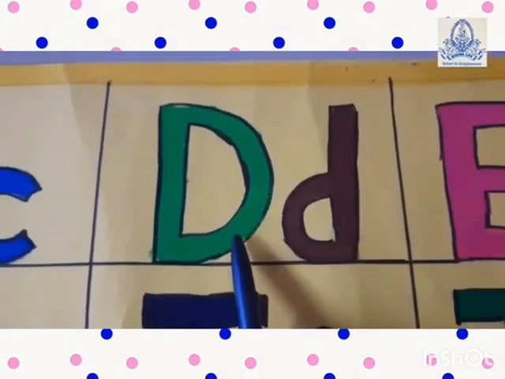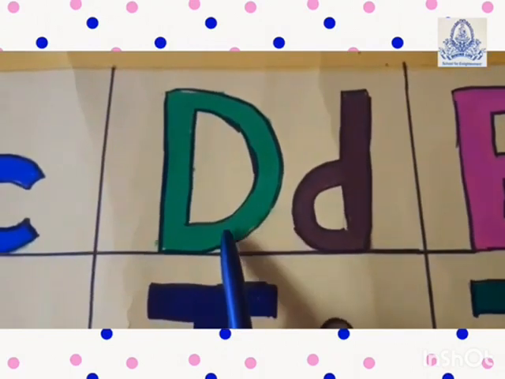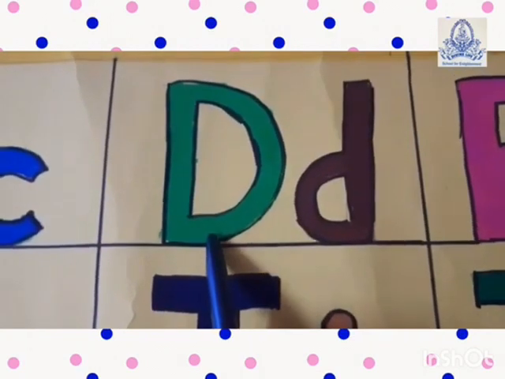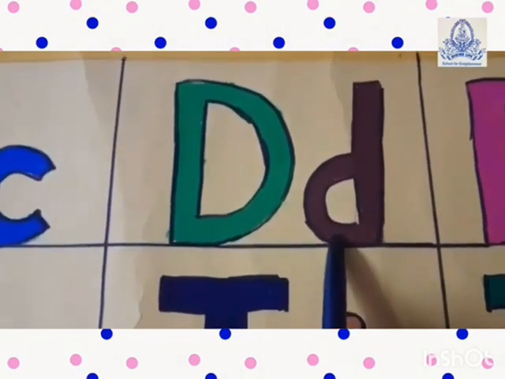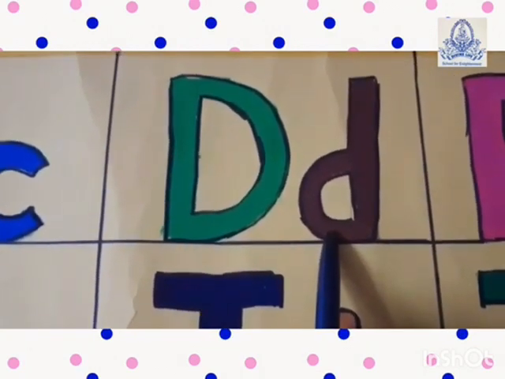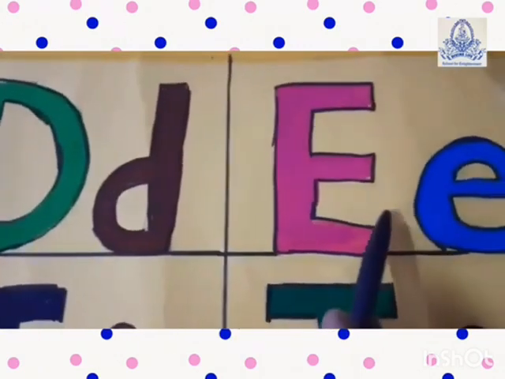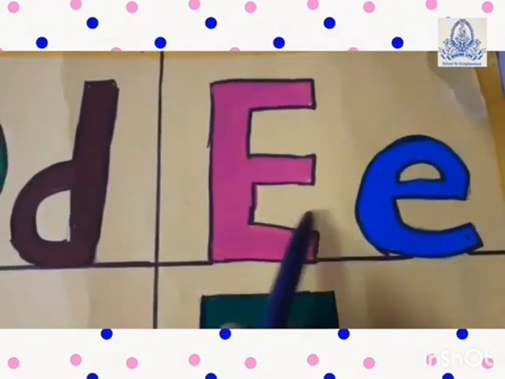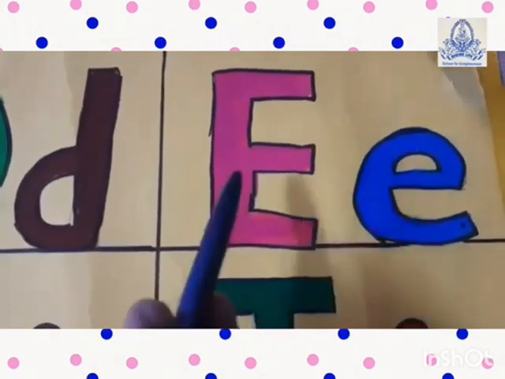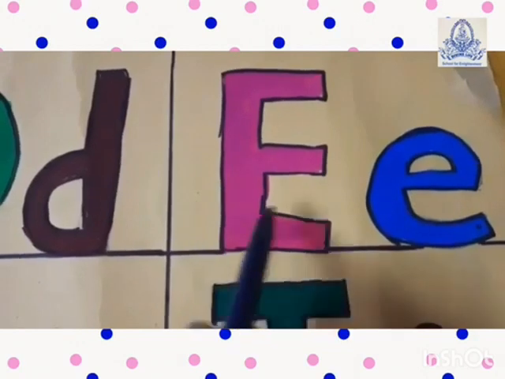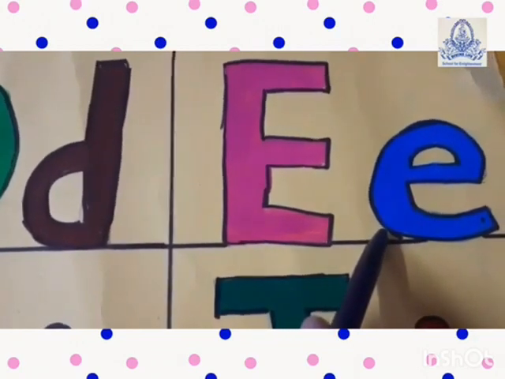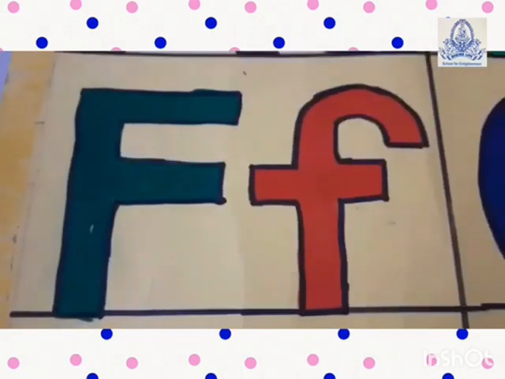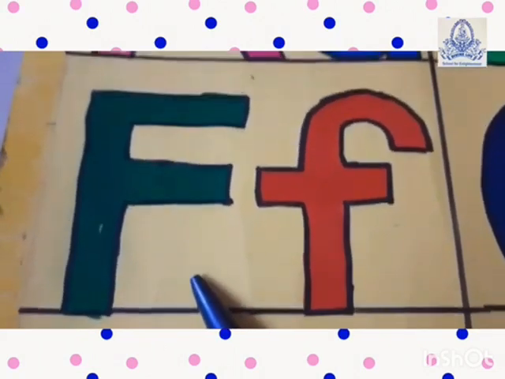Next, letter D. This is capital D. This is small d. This is mama letter D and this is baby letter D. D is for dog. Next is E. This is capital E and this is small e. This is mama letter E and this is baby letter E. E is for elephant.